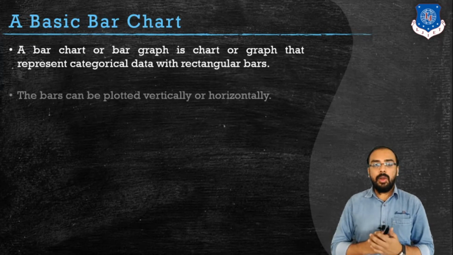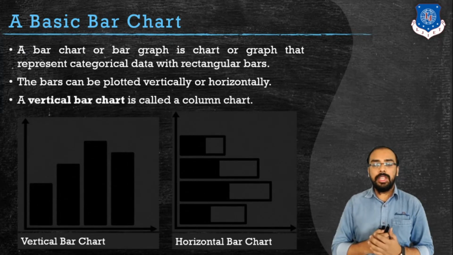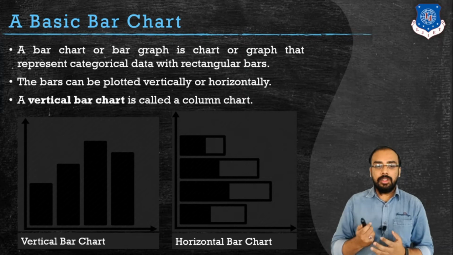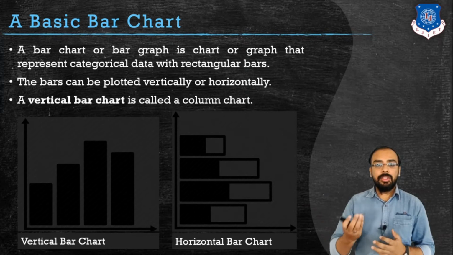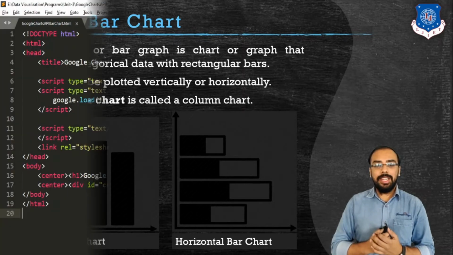Next we are going to see how we can work with a bar chart, or how we can create a basic bar chart using Google API. First, what is a bar chart? A bar chart or bar graph is a chart that represents our categorical data within rectangular bars. We can create bar charts either vertically or horizontally. The figure depicts the vertical bar graph as well as the horizontal bar chart. Now we will consider an example using which we will see how we can create a basic bar chart using Google API as well as using CDN.